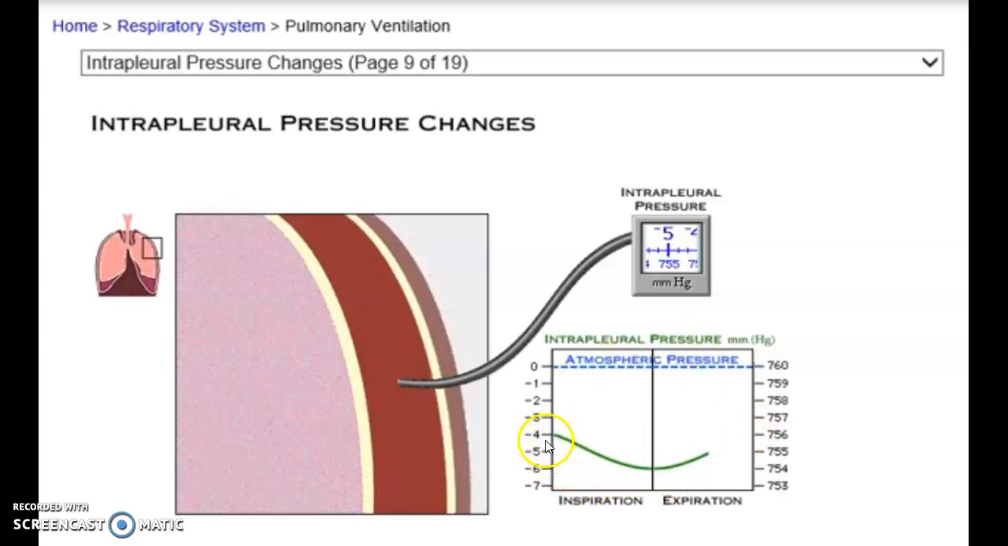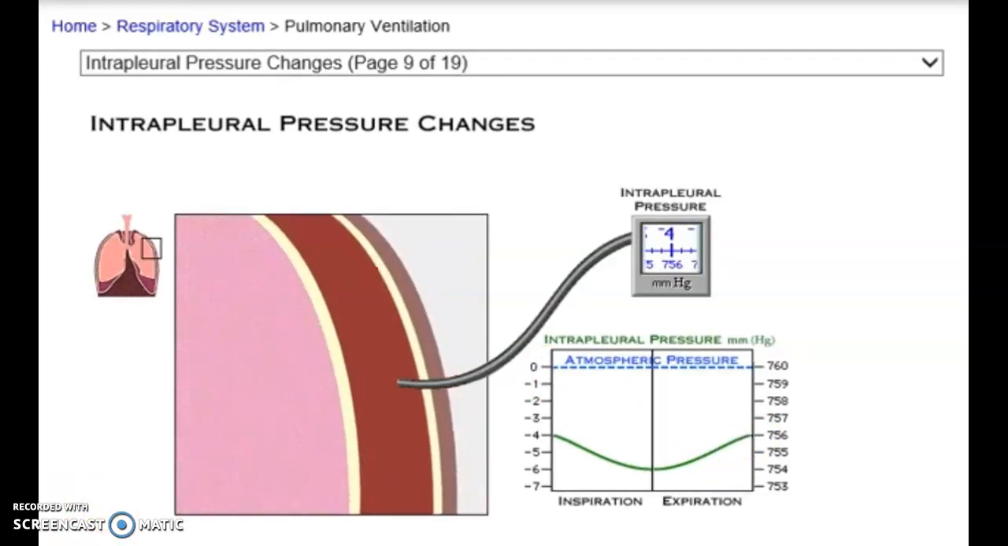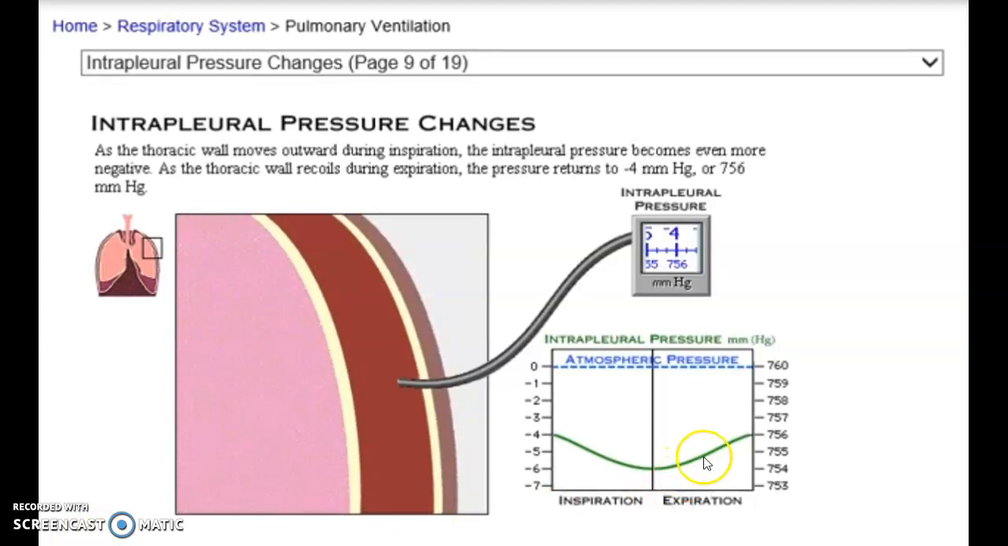So then this is going to go from -4 to -6. So in inspiration, it's going to go from a negative to more negative, and expiration is going to go from more negative to less negative, but never a positive pressure. Okay, so you can see again where it rises back up.